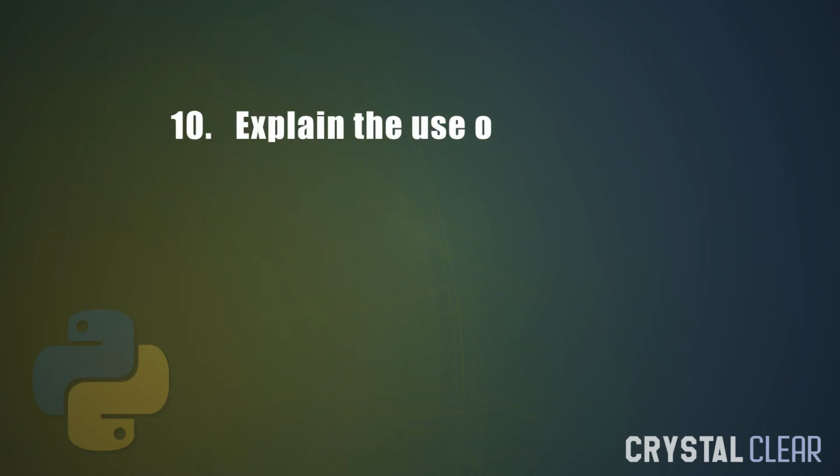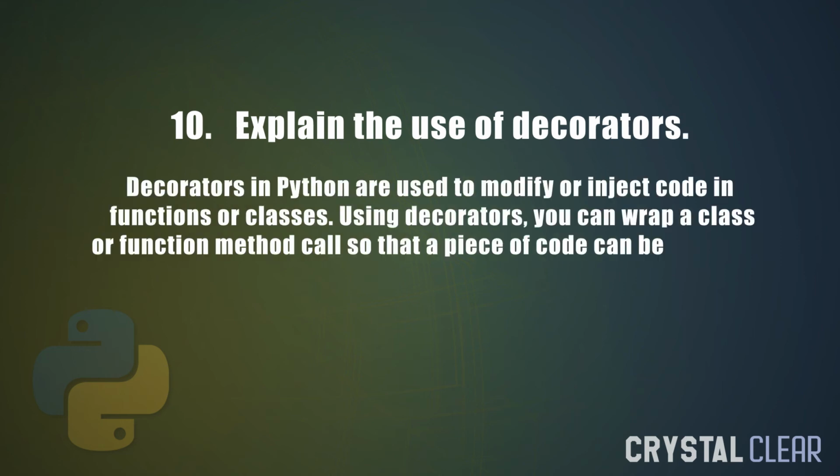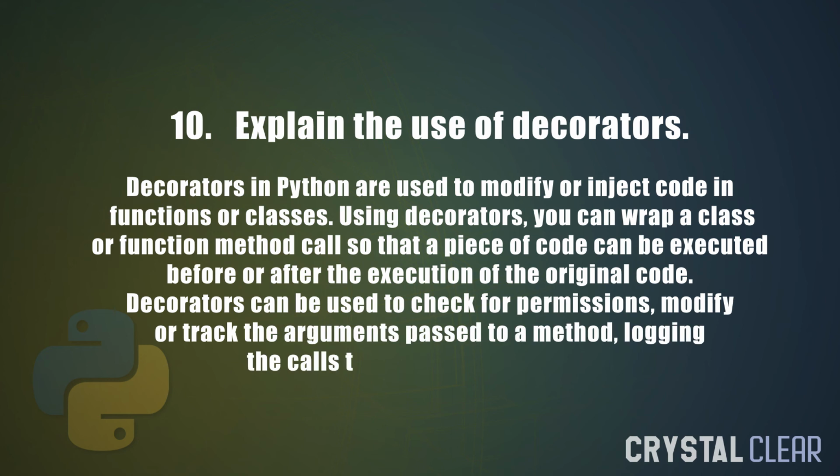Number 10. Explain the use of decorators. Decorators in Python are used to modify or inject code in functions or classes. Using decorators, you can wrap a class or function method call so that a piece of code can be executed before or after the execution of the original code. Decorators can be used to check for permissions, modify or track the arguments passed to a method, log the calls to a specific method, etc.